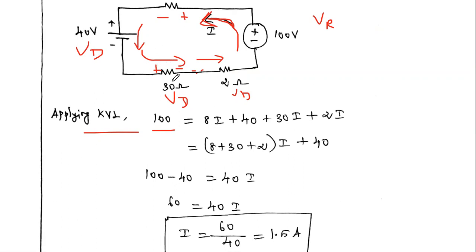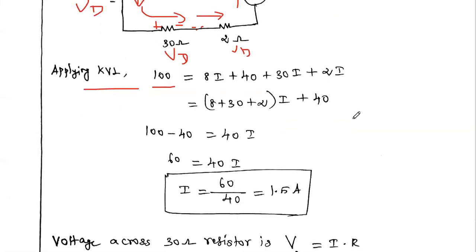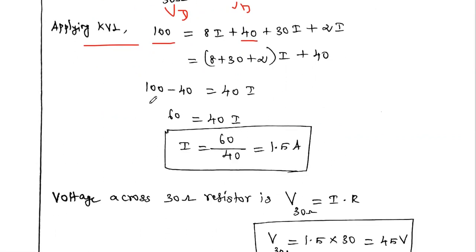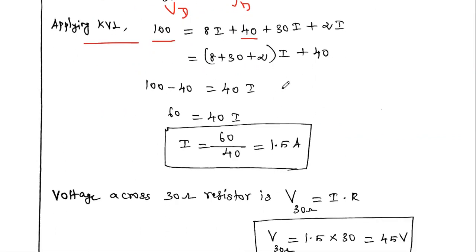Then when we are coming here, what is the voltage drop across the 30 ohm resistor? 30 into I. Then when we are coming here, 2 into I. So you see, this is the only constant remaining: 8 I, 30 I, 2 I. If you are adding, we can get 40 I. Then this 40, you give it to the left side. So 100 minus 40 I.